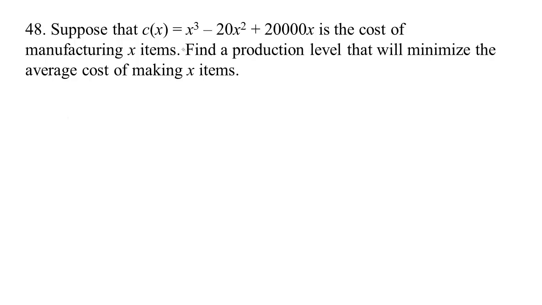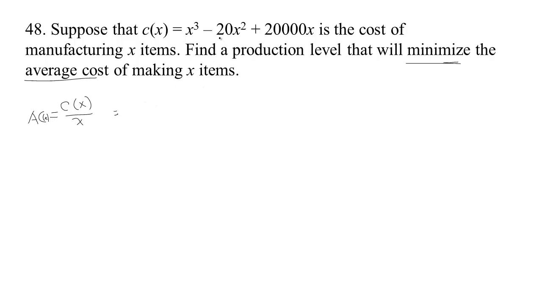In this problem we have the cost function. So this is the cost of manufacturing x items. They ask us, though, to minimize not the cost, but the average cost. So to find the average cost, you take the cost for all the items and divide it by the number of items that you made. We'll call that the average cost here.